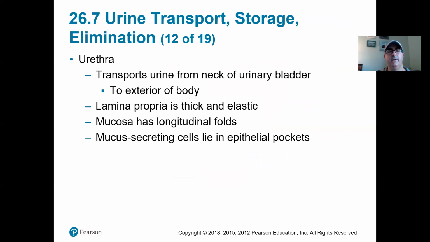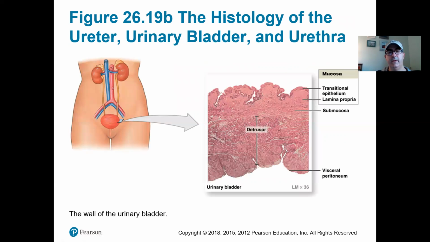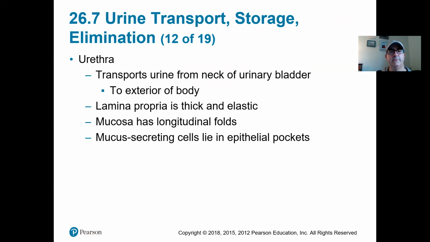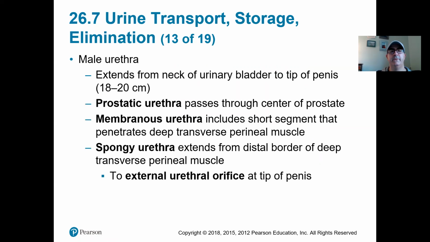All right. So then we can talk about the female. The urethra transports the urine from the neck of the urinary bladder to the exterior of the body. As I talked about, the male urethra is longer because it has to go through more structures. And the male urethra is divided into three parts: the prostatic urethra, which passes through the prostate; the membranous urethra, which is a really short segment that just goes through the muscle of your pelvic cavity, basically; and then the rest of the urethra is the spongy urethra that goes all the way through the penis.